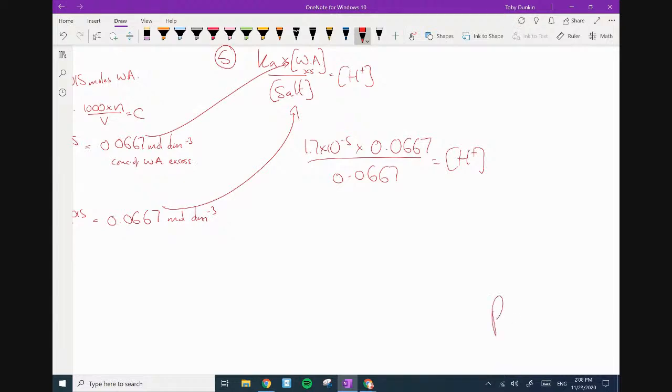I'm going to predict pH 4.5. So 1.7 exponential minus 5 multiplied by 0.0667 divided by 0.0667. Right, I get the same number, 1.7 times 10 to the minus 5. So I can now say H plus concentration is 1.7 times 10 to the minus 5, minus log answer, and I get 4.77. pH 4.77.